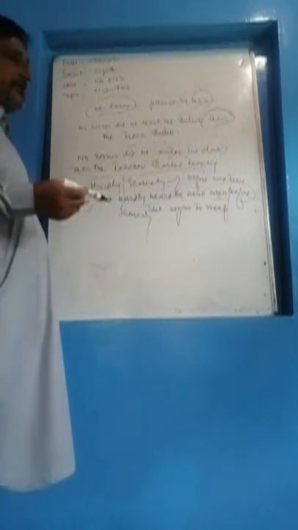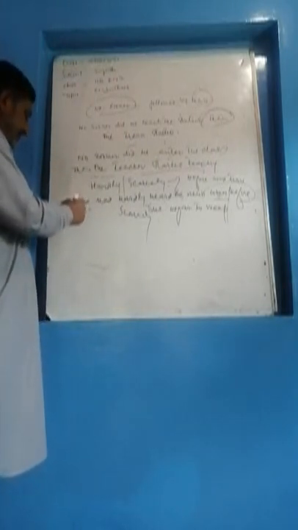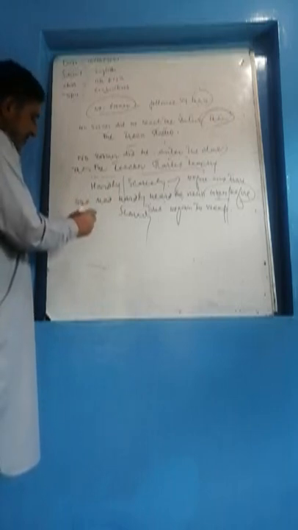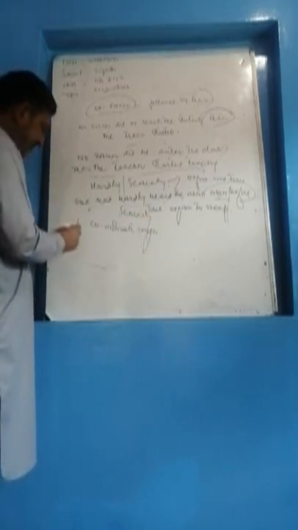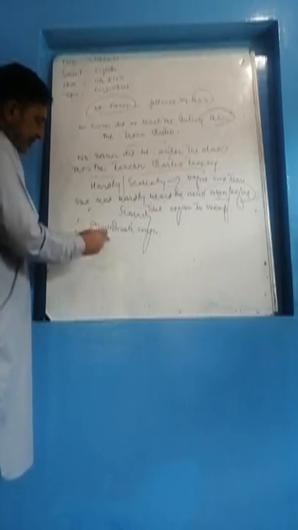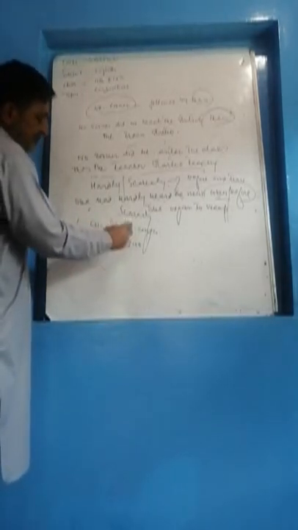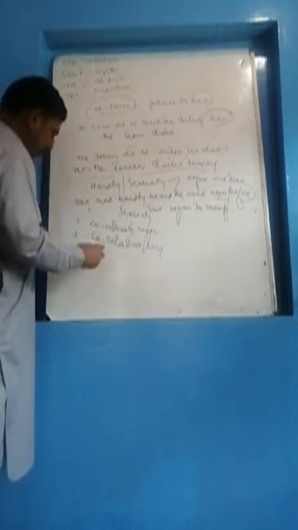So what we did about conjunctions. So in conjunctions there are coordinate conjunctions, and there are correlative conjunctions, and also there are subordinate conjunctions.